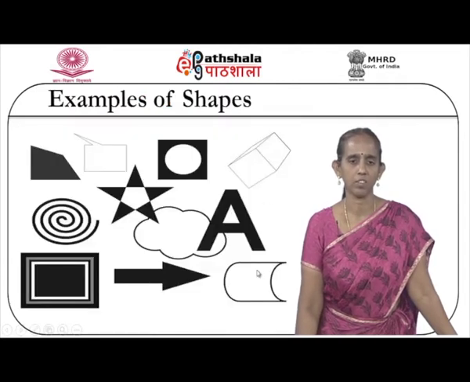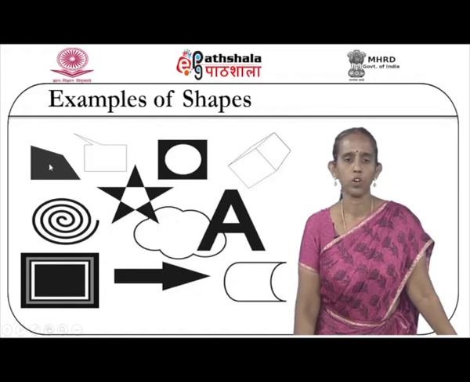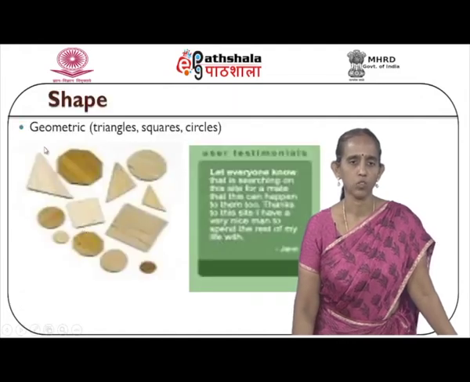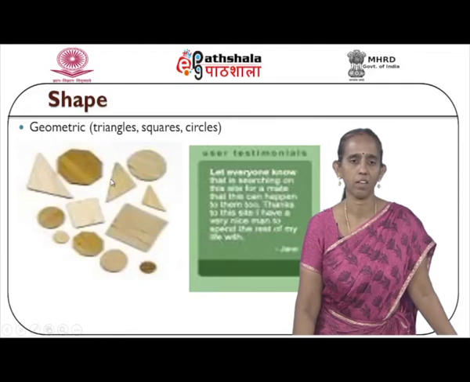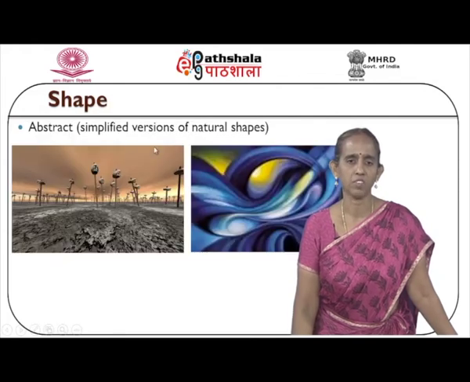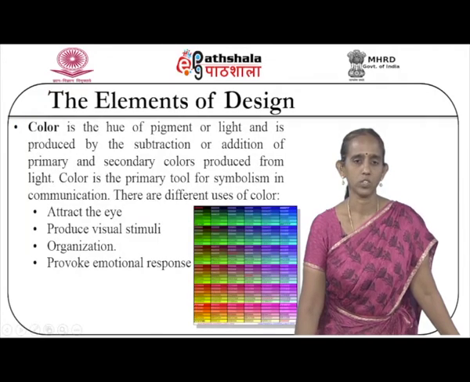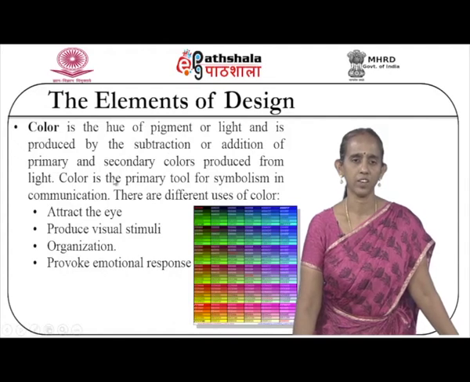So these are certain examples of shapes. Letter A has its shape of its own. This is a geometrical shape. These are various geometrical shapes. These are synthesized shapes. The spiral is a synthesized shape. Here we have geometrical shape examples, triangles, squares and circles. Natural shape examples with animals, plants and human beings. And then we have abstract shape examples with abstract objects that are being created, which are simplified versions of natural objects.